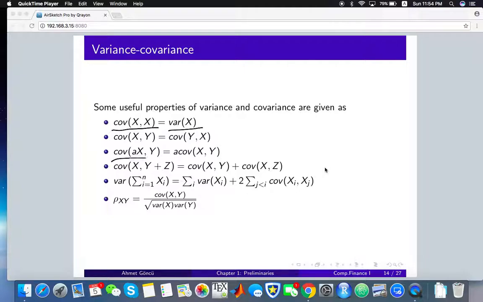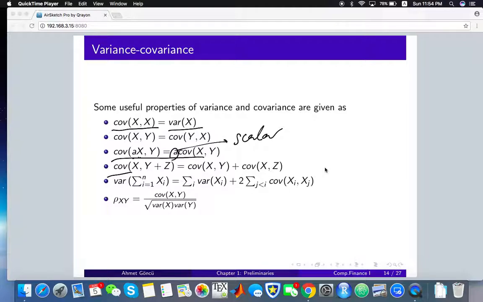In the third property, you can see that we have a scalar here. So this is not a random quantity. If we have a multiplication of a times x, where x is a random variable and a is a scalar, we can take this scalar out of the covariance. This is the same as in the expectation operator: because a is not a random quantity, we can take it out of the expectation, and we can also take it out of the covariance operator.